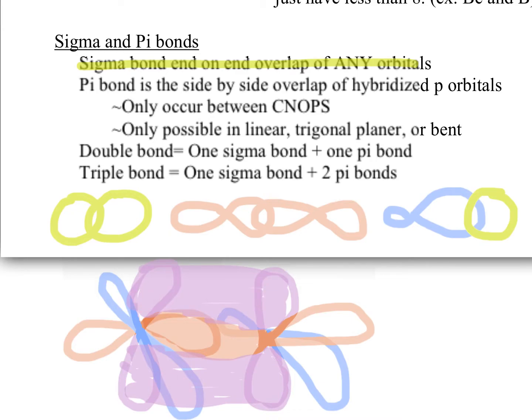This is now a double bond. There's more electron density here, so it's a stronger bond. It's going to be harder to break. There's also more electron density, so these two nuclei are going to be more attracted to one another, so it's going to be a shorter bond. So double bonds are shorter and stronger.